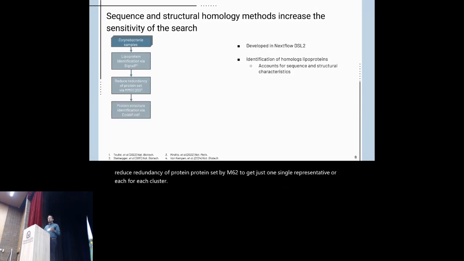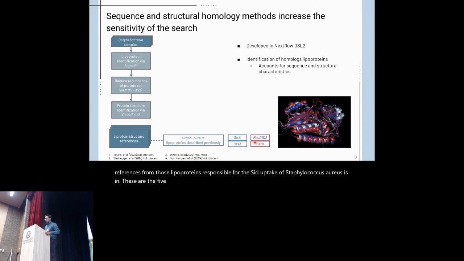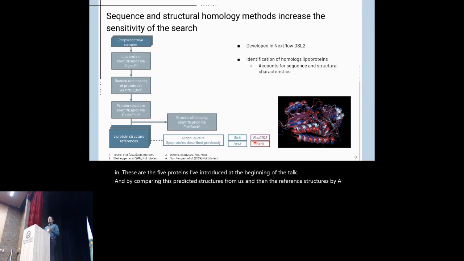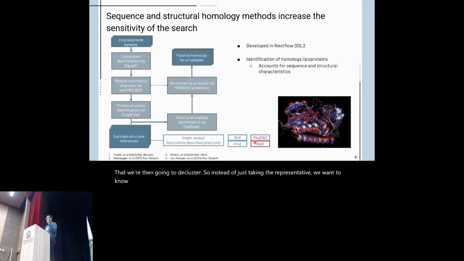We're then predicting the tertiary structure via ColabFold. Why? Because we already have references from those lipoproteins responsible for the siderophore uptake of Staphylococcus aureus, and these are the 5 proteins I introduced at the beginning of the talk. By comparing these predicted structures with the reference structures using Foldseek, we get a set of putative homologs of similar lipoproteins that we're then going to decluster. So instead of just taking the representative, we want to know for each single sample that we have, which are the putative homologs in the organism.